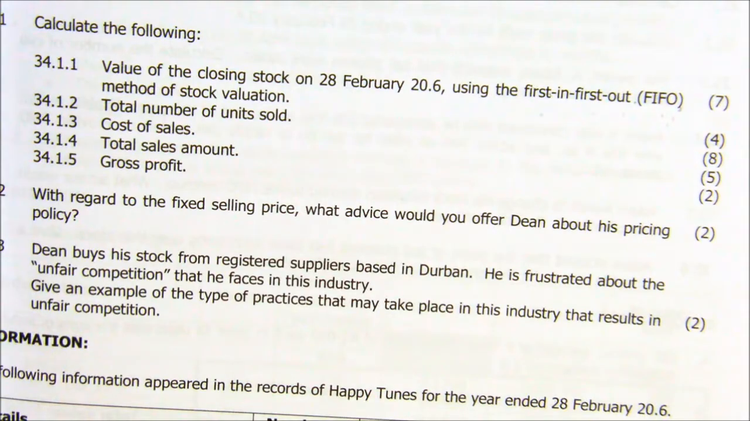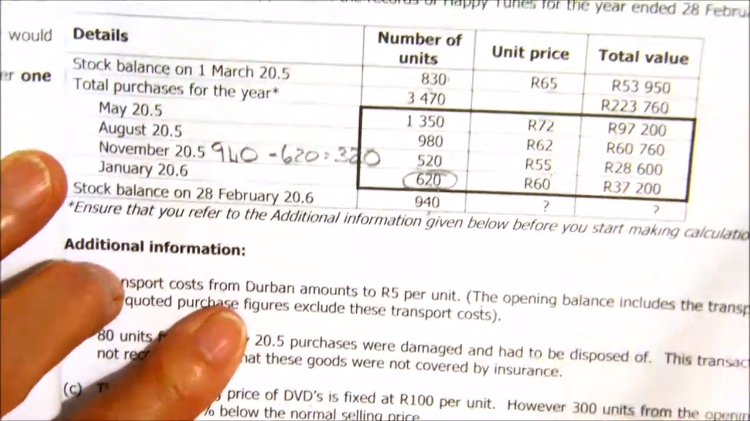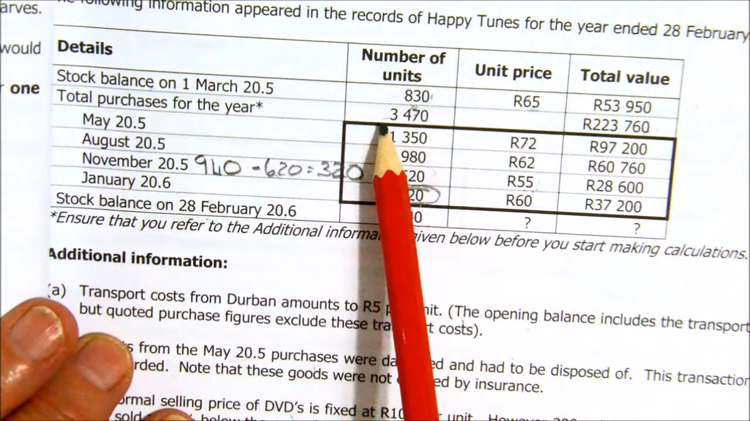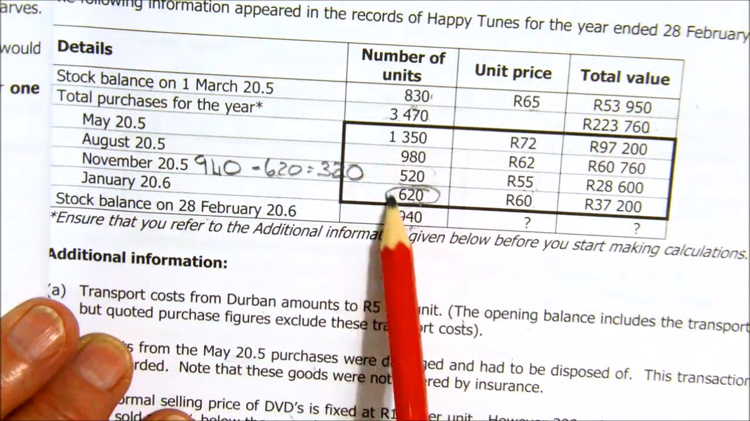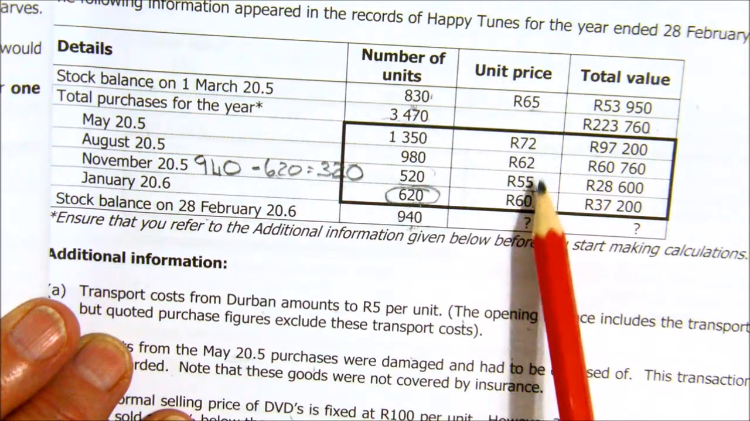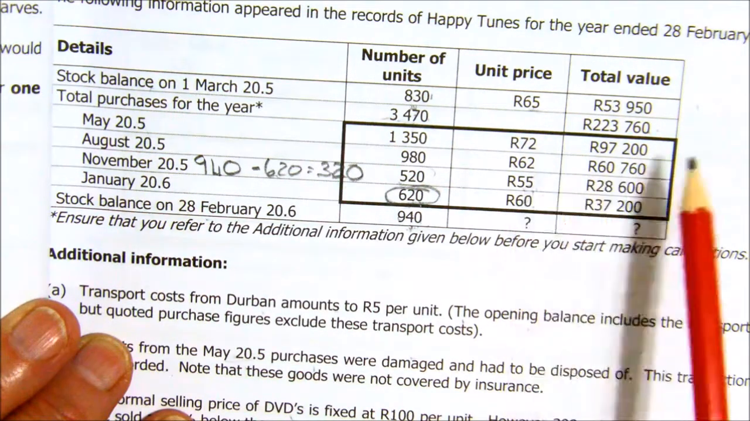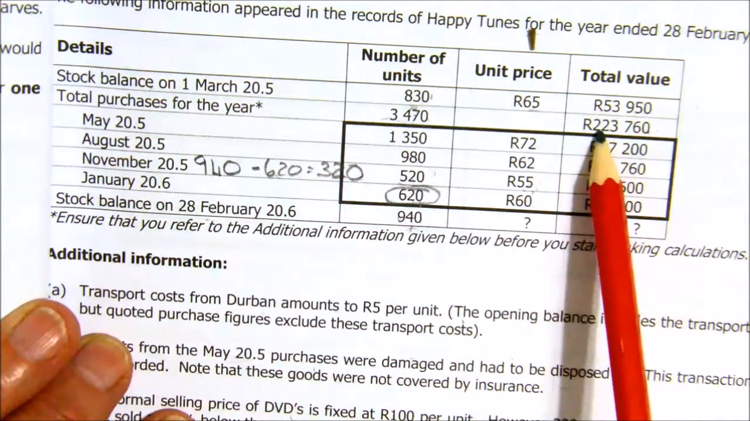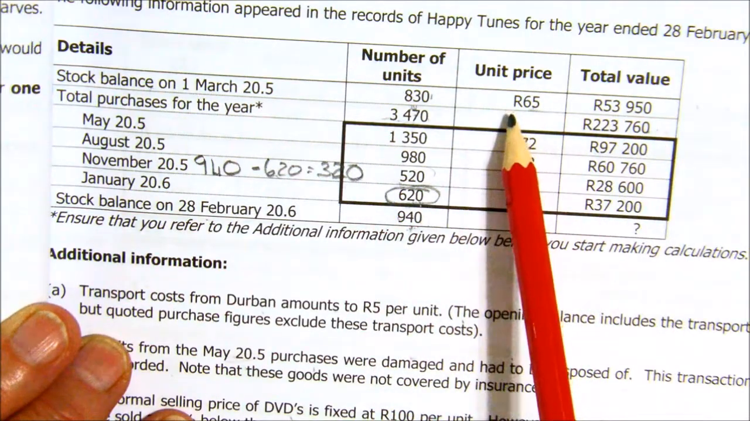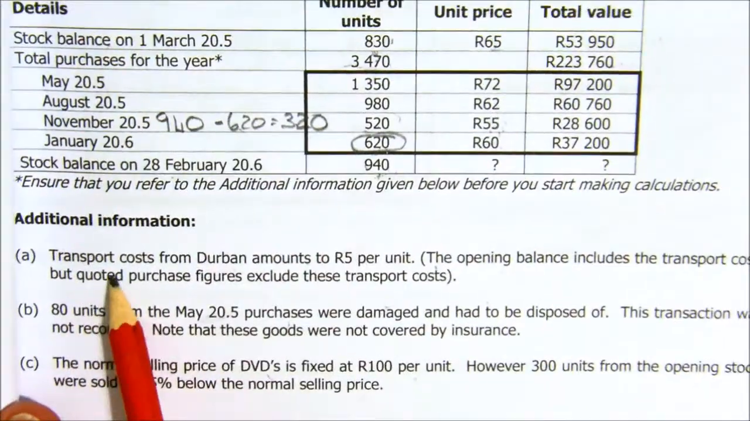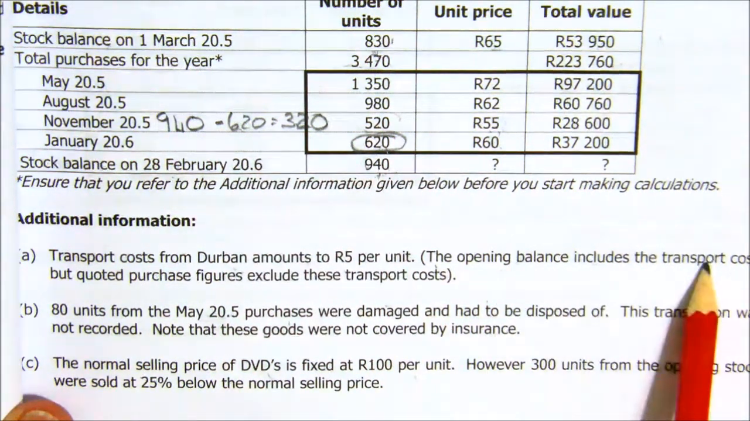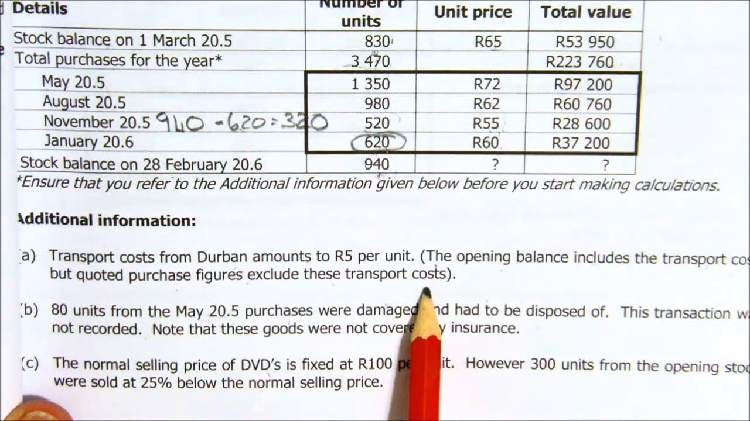So if we have a look at this particular exercise, we're given our opening stock of 830 at a value of 65 Rand with a total. Then we're given 3470, which is the total of all the units we've purchased during the year, with the respective purchase prices. You can see they've changed, and that's just a multiplication. In other words, you spent 223,760 to buy those goods. Over and above that, you're told that there were transport costs of 5 Rand per unit. While the opening balance includes this, they're not in the rest of the figures.